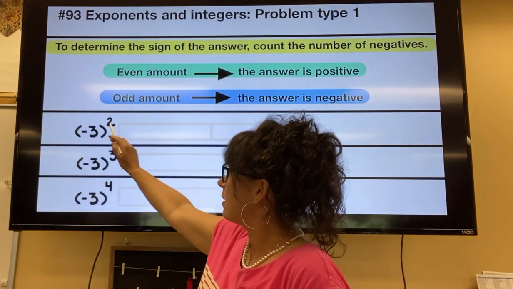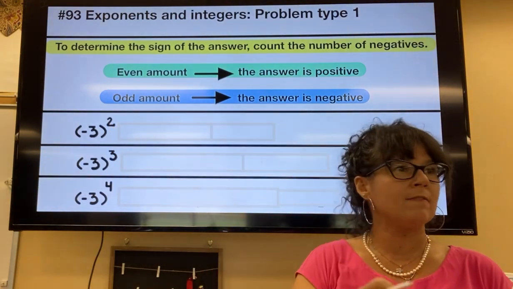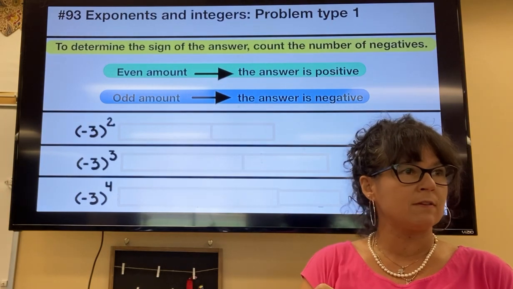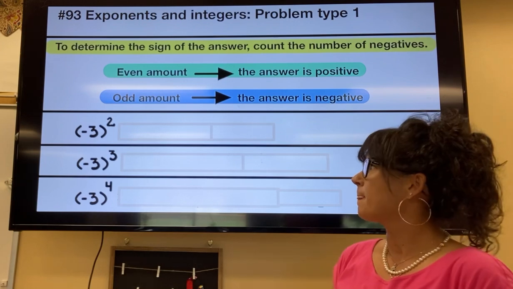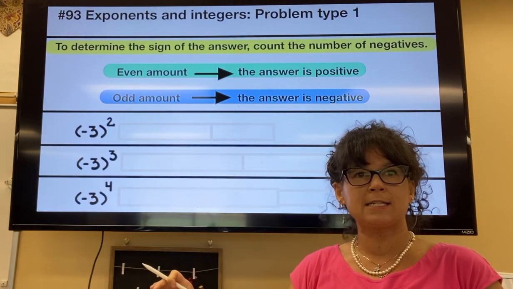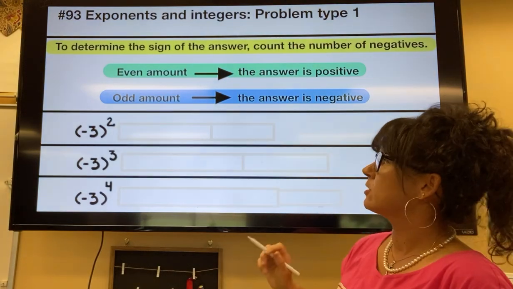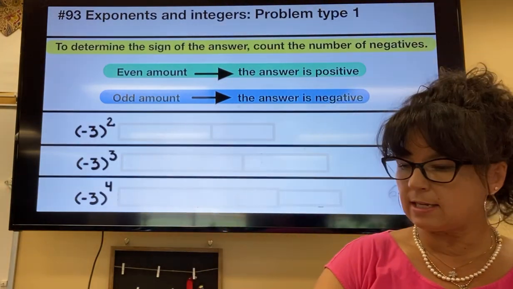if the number is even, or if there's an even amount of negative numbers, then your final answer is positive. And if there's an odd amount of negative numbers multiplied together, then your final answer is negative. So let's just run through a few so you can see.